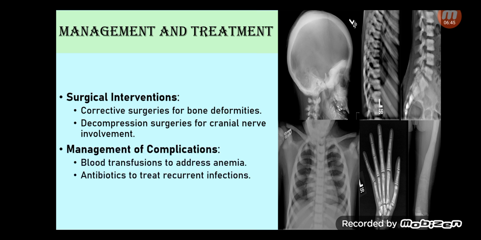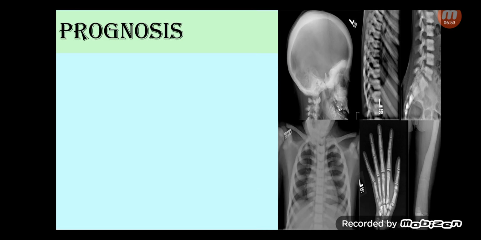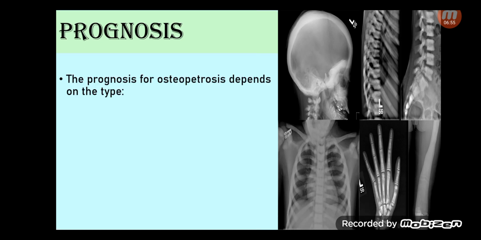And we can also go for management of complications by doing blood transfusion to address anemia and antibiotics to treat recurrent infections. Now we will talk about prognosis.